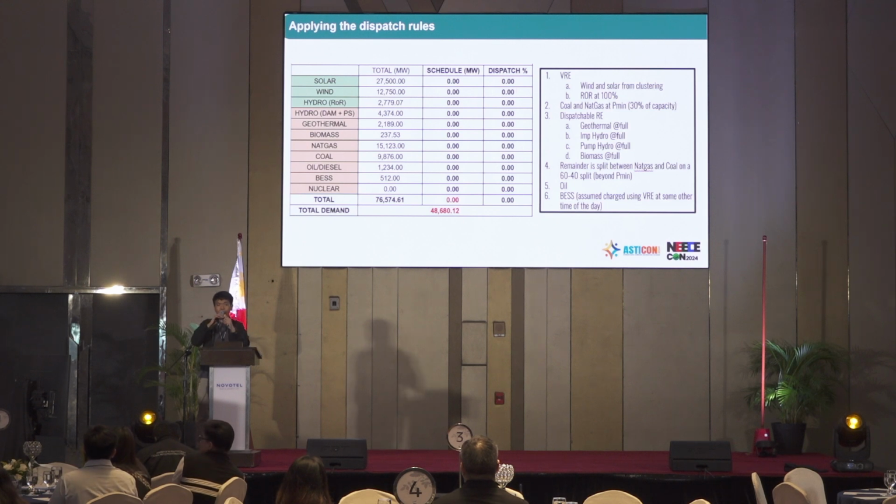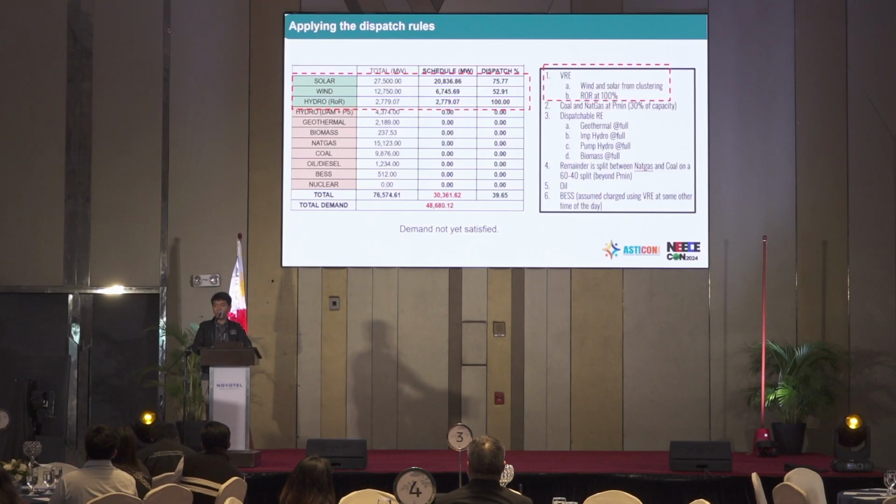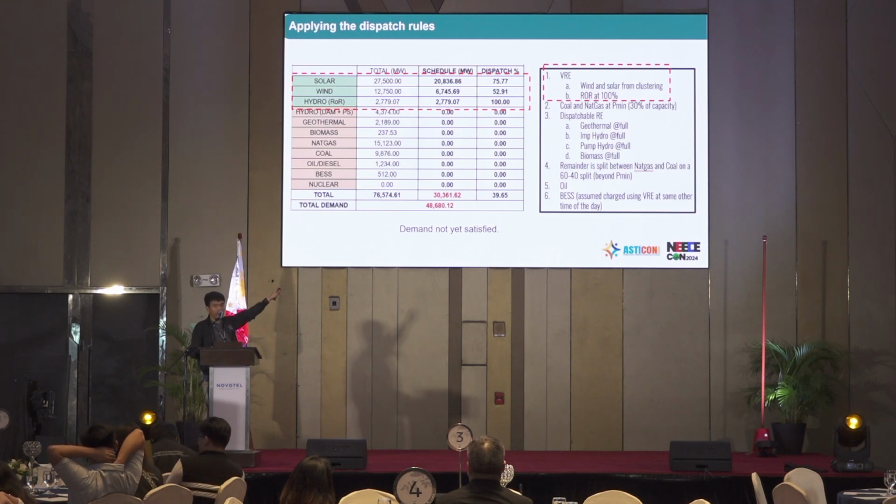Let's go through the hierarchy presented in the table. The first one, level 1, shows that we schedule the solar and wind. As a result of the clustering technique I presented earlier, we dispatch 75% of solar, as shown in the fourth column, 52% of the wind generators, and 100% of the run-off river plants. If we total the outputs at the bottom, it is still at 30 gigawatts. So it is still insufficient to complete the 48 gigawatt demand.